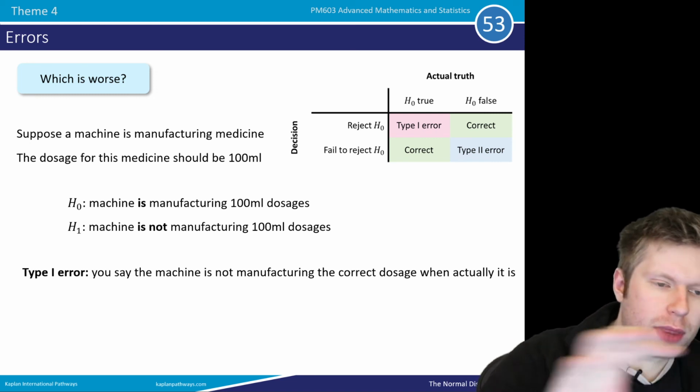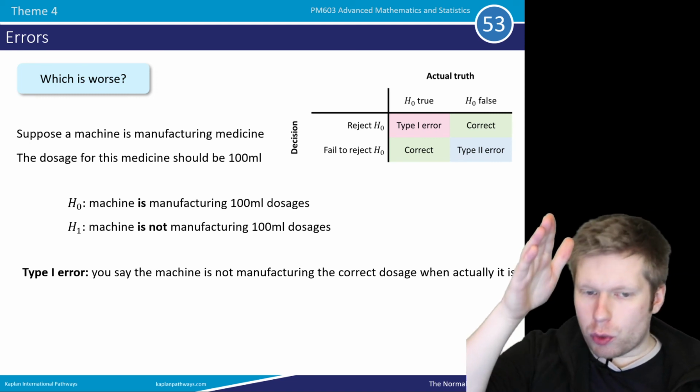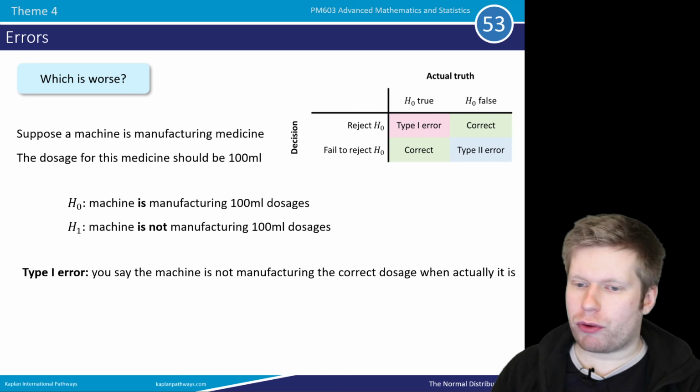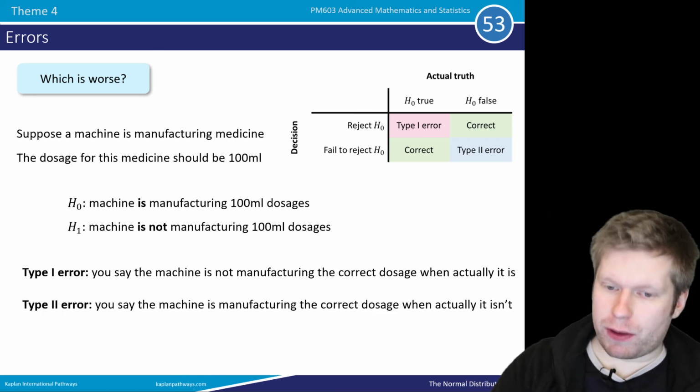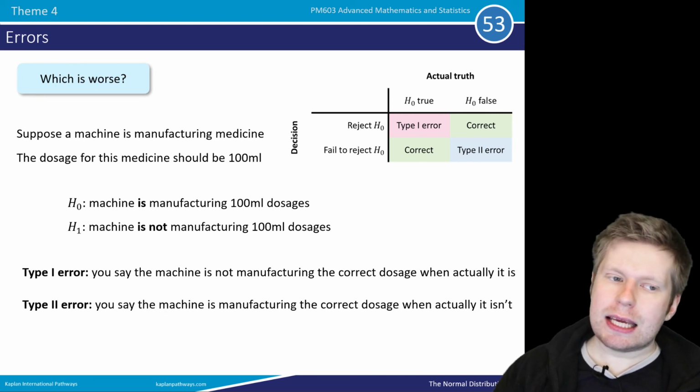So a type 1 error, just to put that into words, is saying that the machine is not manufacturing the correct dosage when actually it is, whereas a type 2 error is saying that the machine is manufacturing the correct dosage when actually it isn't.